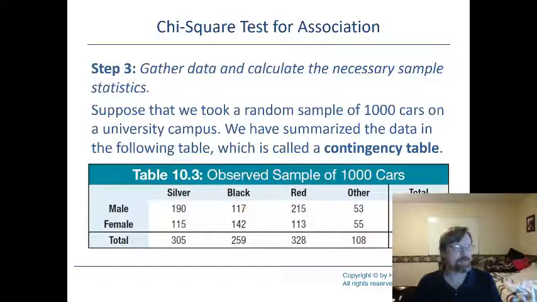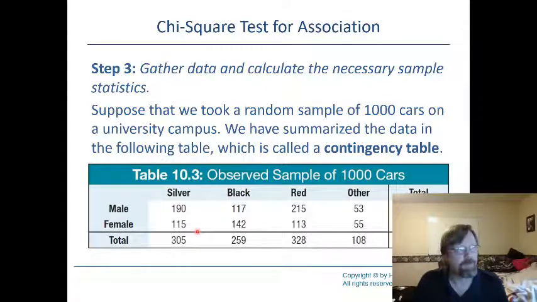So we've got 575 males, 305 total silver cars. There are the values for each individual one: 190 males who own silver cars. This row sum is also the total number of males we talked to. The sum in this column is the total number of silver cars.